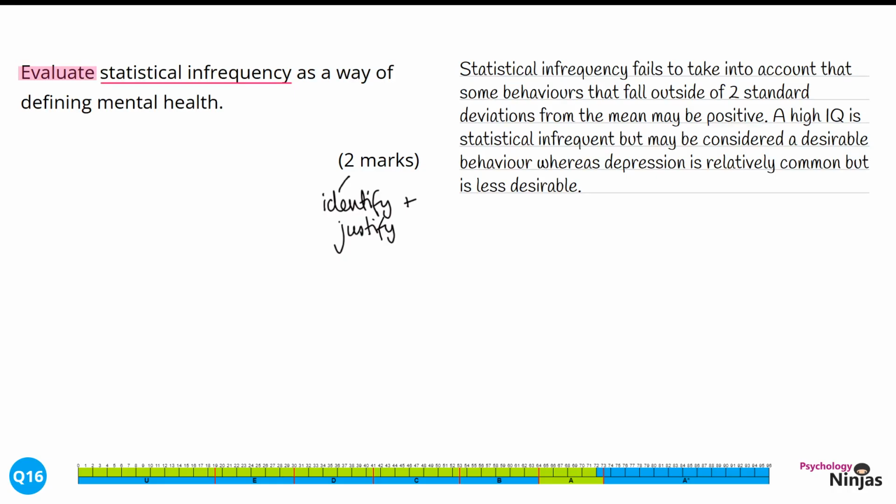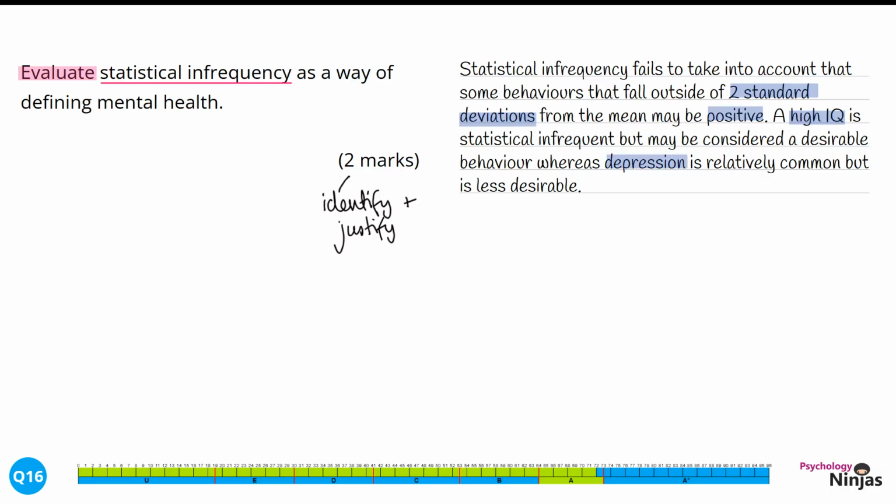We've identified our problem within statistical infrequency, that actually those behaviours that are outside of 2 standard deviations may be positive rather than negative. We've then given an example, a high IQ, infrequent but positive, whereas depression, something more frequent and maybe less desirable.